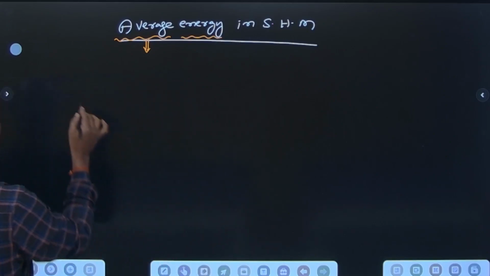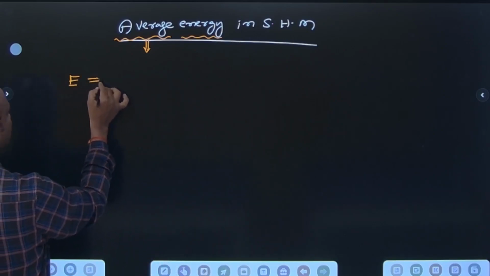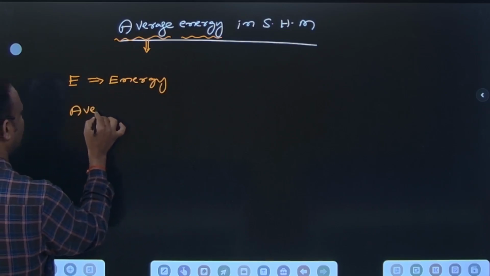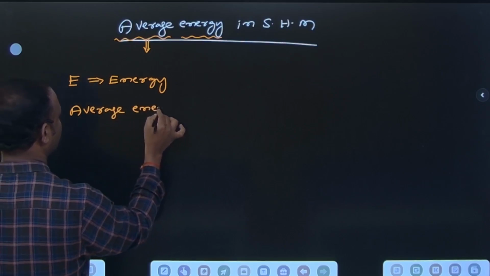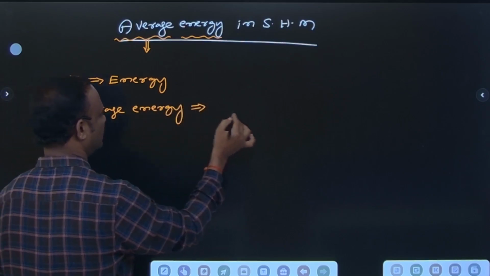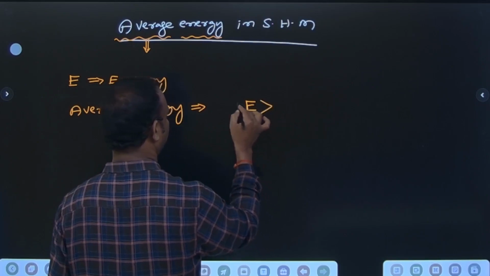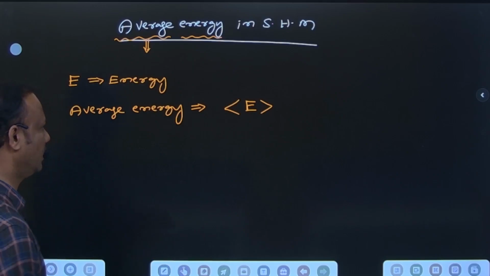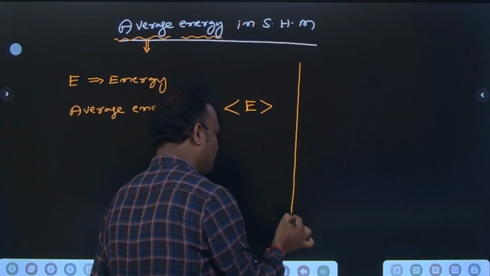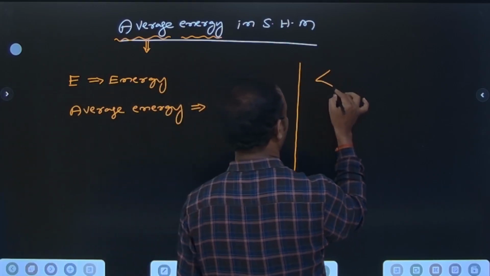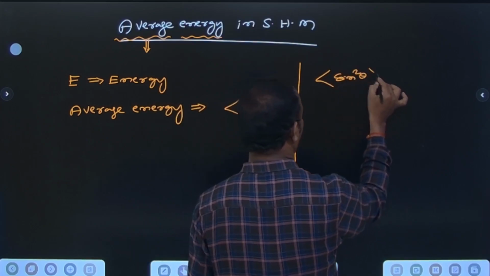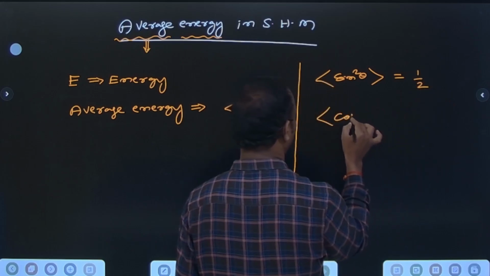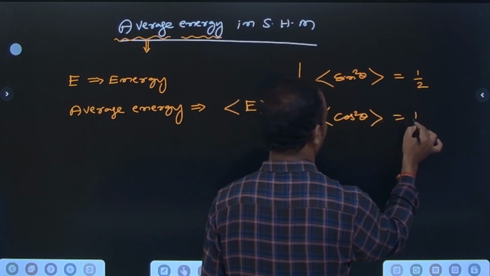But average energy means what? For example, this is the energy. Next, average energy is represented like this. This is the symbol for average energy. For your better understanding, the average value of sine square theta is 1 by 2. The average value of cos square theta is 1 by 2.